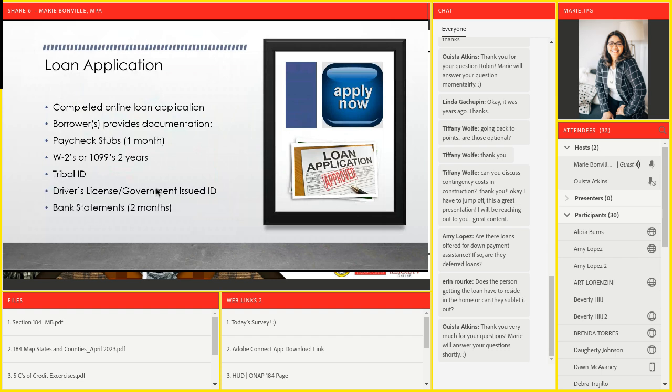The loan application. The loan application itself can be completed. Most lenders do things online nowadays. Of course, there's a paper and pen application as well. But both borrowers need to provide documentation.